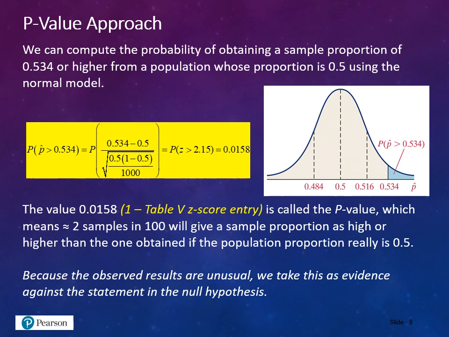Okay, and this is from the table 5. I'm sorry, this is 1 minus the table 5 z-score, right? Because remember, table 5 gives us the area to the left. And this is called the p-value, which means approximately 2 samples in 100 will give a sample proportion as high or higher than the one obtained if the population proportion is 0.5. Because these results are unusual, it's only 1.5%, we take this as evidence against the statement in the null hypothesis.